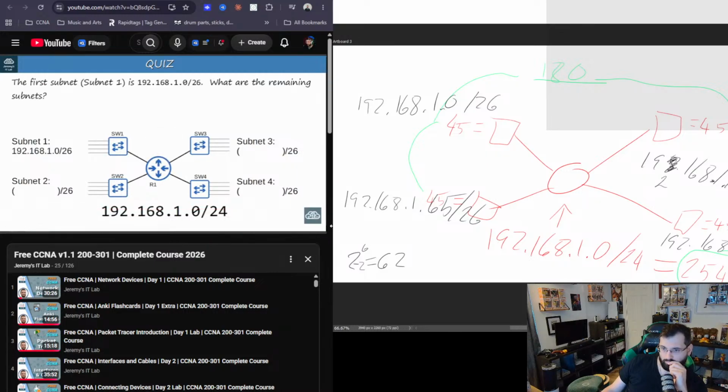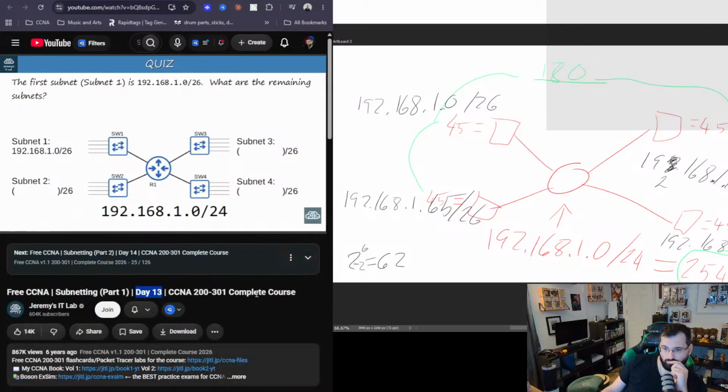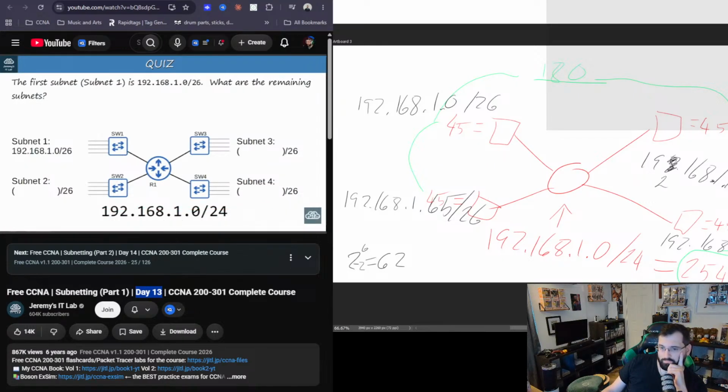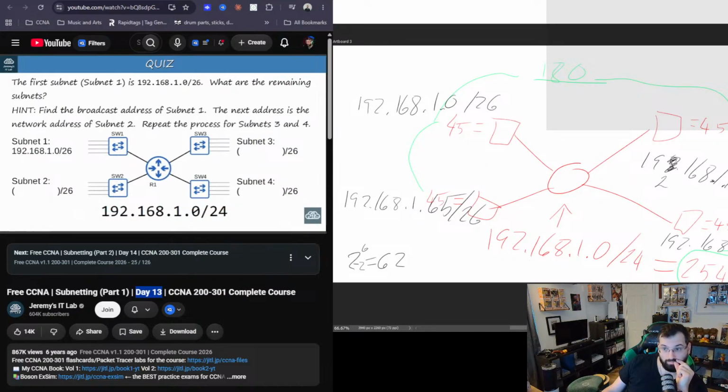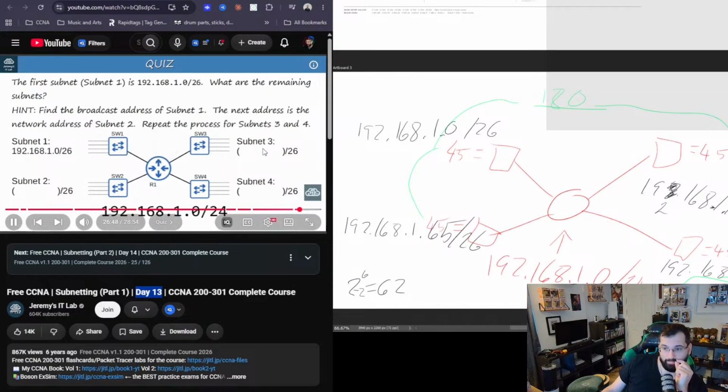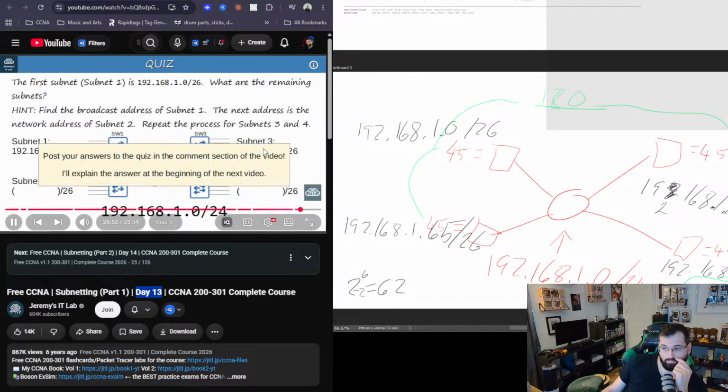The first subnet, subnet 1, is 192.168.1.0/26. What are the remaining subnets? I don't remember him giving me the answer. To help you out, here's a hint. Find the broadcast address of subnet 1. The next address after that is the network address of subnet 2. Right, so the broadcast address of this should be 64. And then just repeat the process for subnets 3 and 4. Post your answers in the comment section, and I'll also go over the answer in the next video.